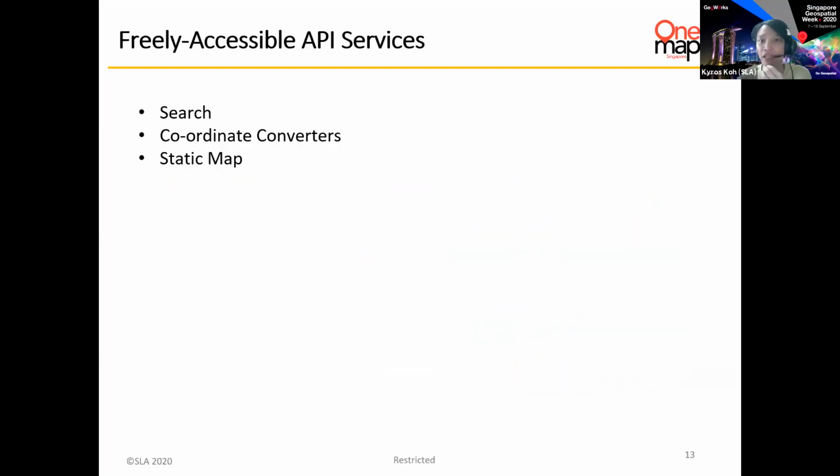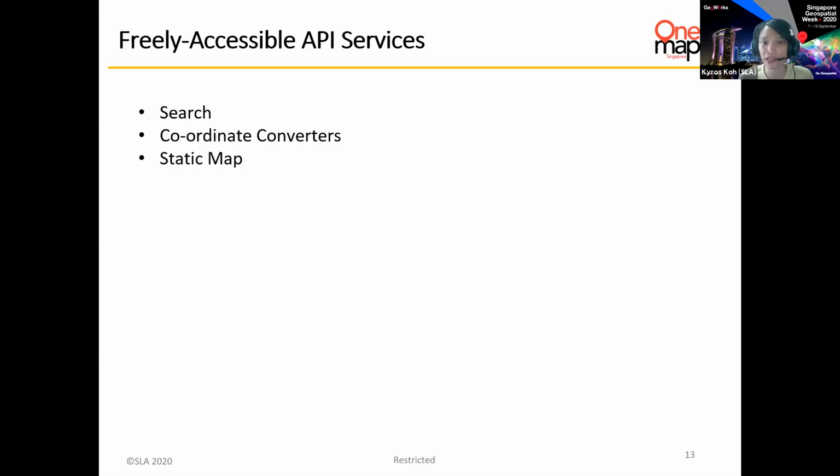So we have the API services that are really accessible. What I mean by that is non-token based, so you don't need to have an API account to consume this. So there is the coordinate converter, which converts between Singapore projection SVY21 and WGS, EPSG 3414. So you can convert into a WGS84 standard.